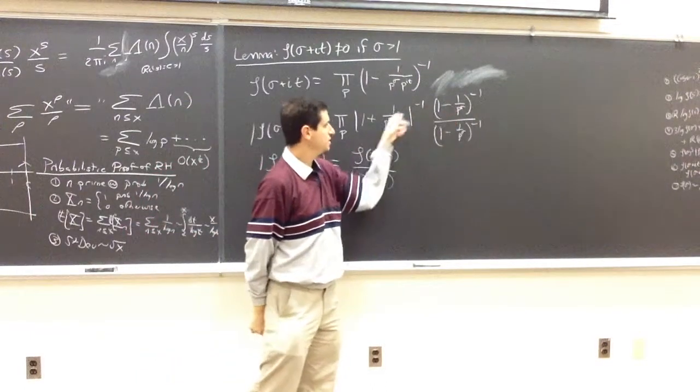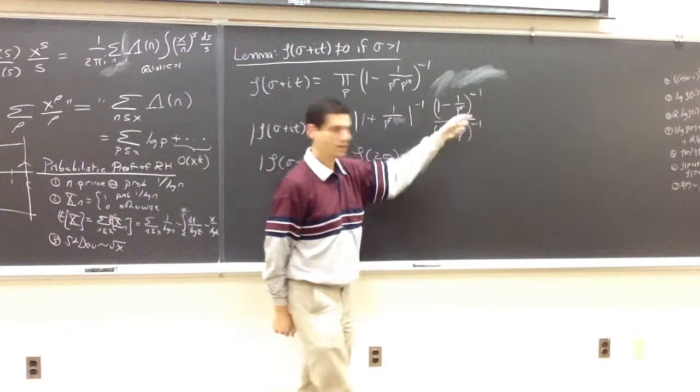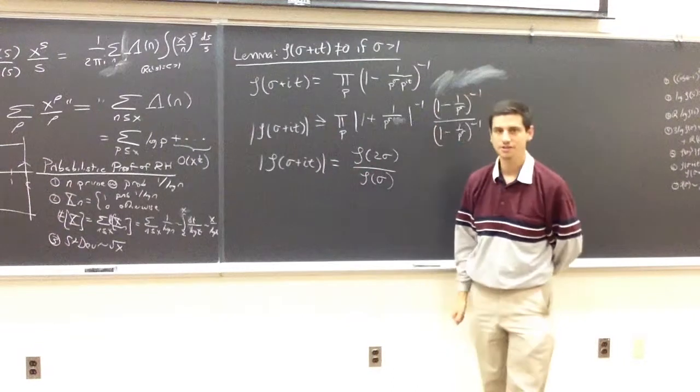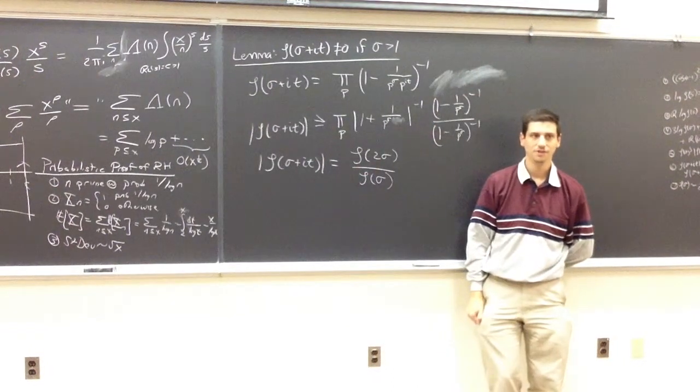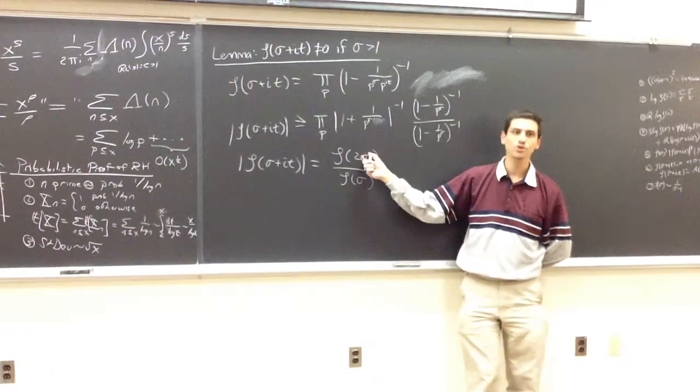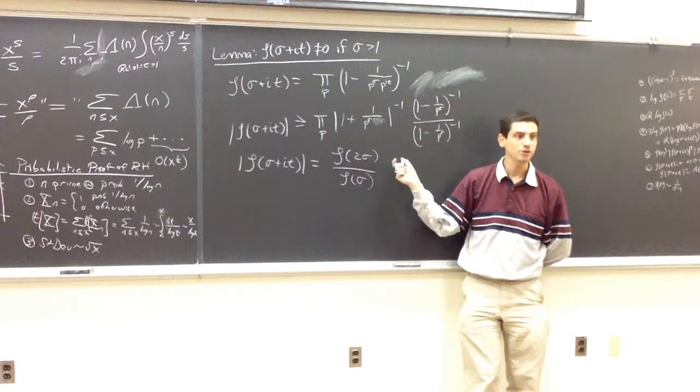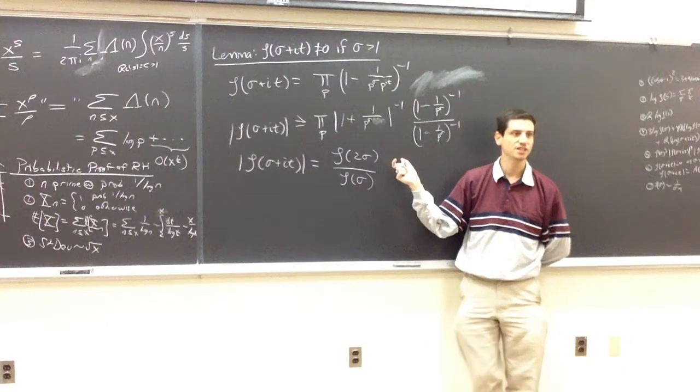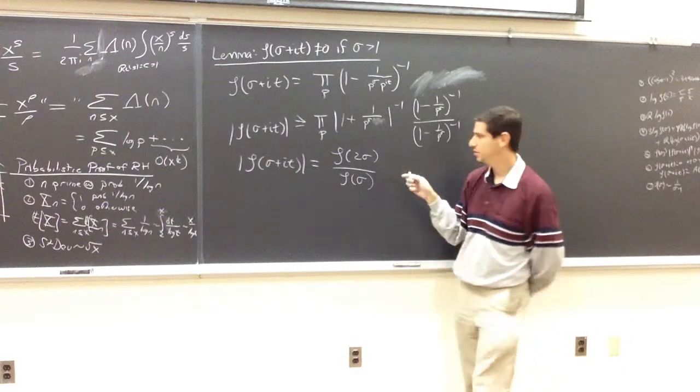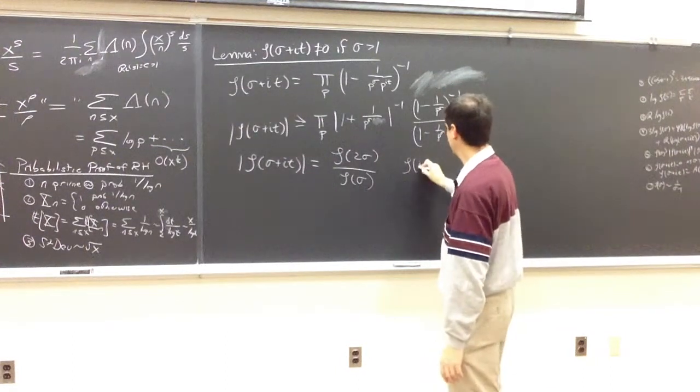This part over here is going to be the zeta of 2 sigma. And then we just have the zeta of sigma along for the ride. This is beautiful. We know when we choose s to be a real number greater than 1, the zeta function is clearly non-zero.